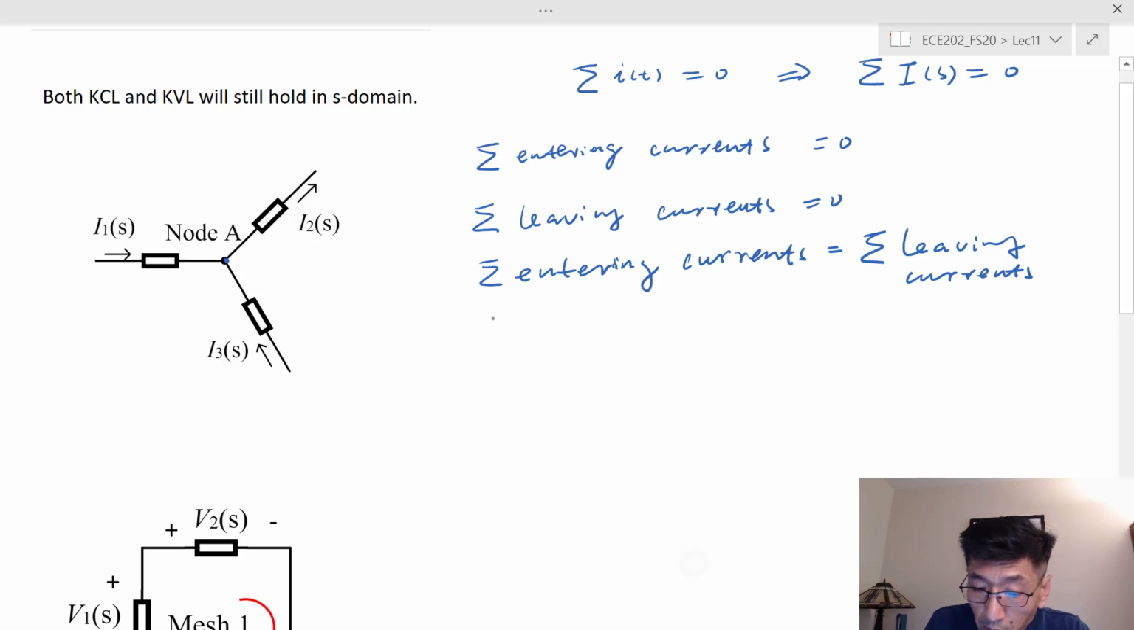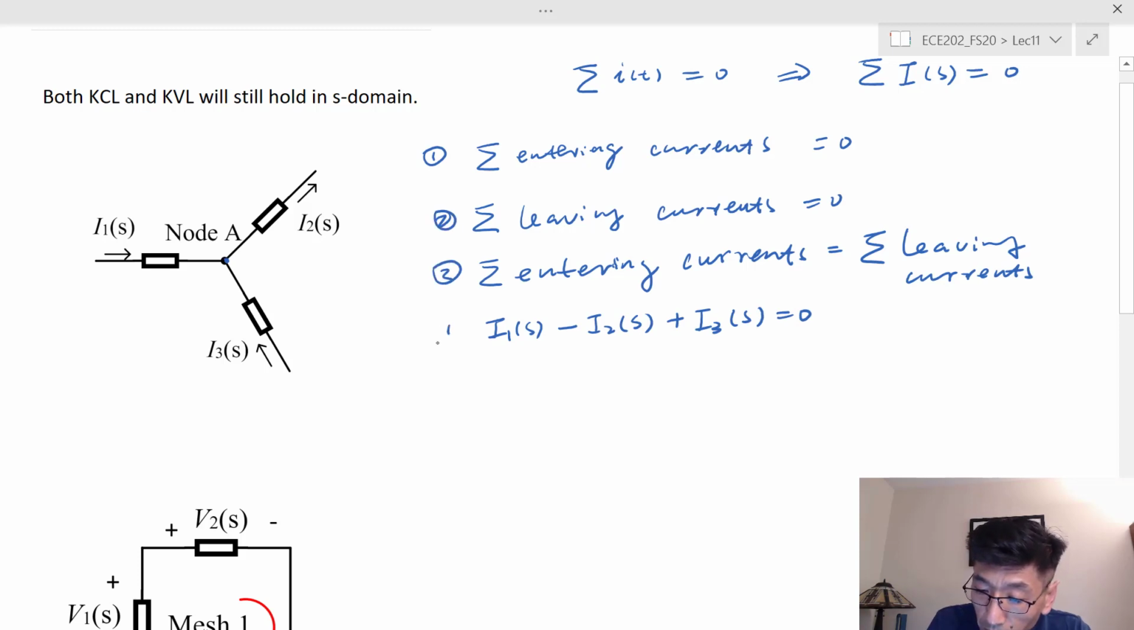So let's see, if we use the first one here, the entering currents equal to 0. In this case, I would have I1, that's entering, right? I2, that's leaving, but negative I2 would be entering. The I2 is leaving, the negative I2 would be entering, right? And I3 is entering, so just add I3 equal to 0. So this is the first, first, second, third.